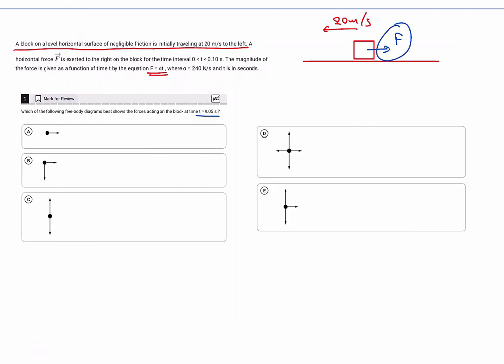So there will be a force to the right. However, these are not the only forces that are acting. For sure, there is the force of gravity and the force from the floor.